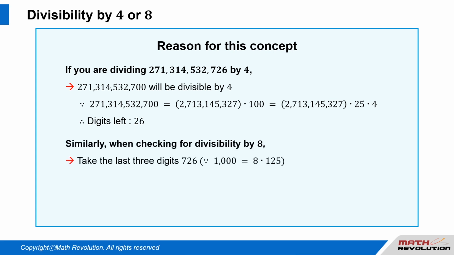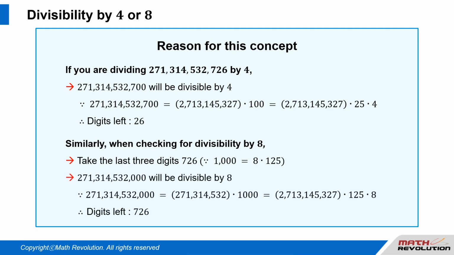Similarly, as 1,000 equals 8 times 125, we take the last three digits, 726 in this case, when we are checking for divisibility by 8. 271,314,532,000 will be divisible by 8 as 271,314,532,000 equals 271,314,532 times 1,000 equals 2,713,145,327 times 125 times 8. Thus we are left with only 726 from the original number.